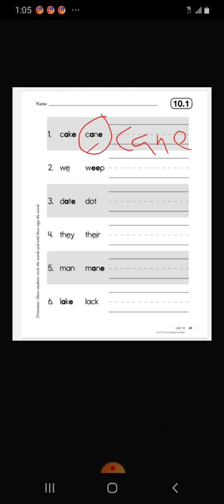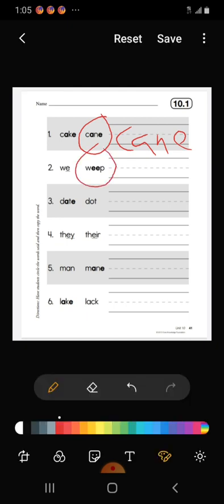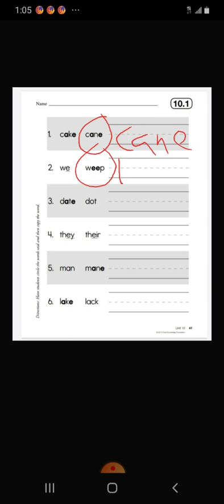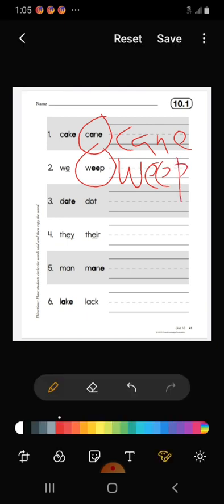Alright, let's circle it. Weep. Let's write it out. W, E, E, P. Weep. So, number 3, we have our date and our dots. Alright, date is a word with the A sound. So we're going to circle date and write it out.